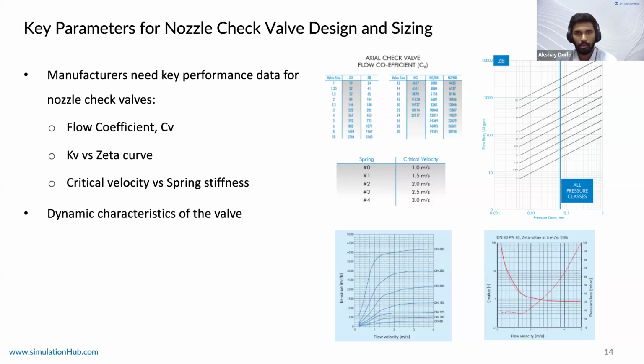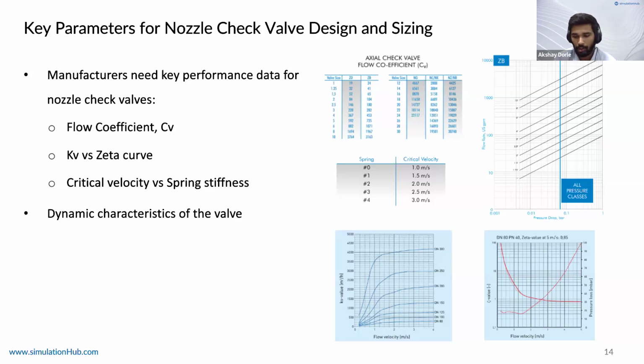As we'll see, CFD will be able to give you all of these coefficients. Flow coefficient, as we have seen in past webinars, is what AVC does. That is the USP of AVC. You can give it any valve and you'll get the CV curve. You'll get the KV versus zeta curve as well, which is again a quantification of head loss, so pretty straightforward. Determining critical velocity and spring stiffness, again, CFD will be used to determine this.